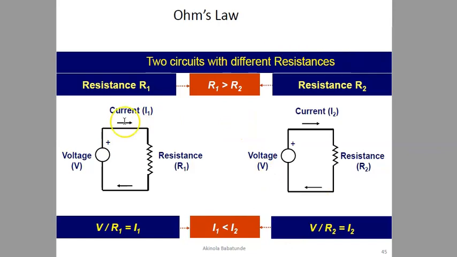If we have two circuits, and in the first circuit the resistance R1 is greater than the resistance R2, it simply means that the current I1 in the first circuit will be less than current I2 in the second circuit. We do know that I is equal to V over R. So for I1, we have V over R1. For I2, we have V over R2. We've mentioned this before using the mechanical analogy.